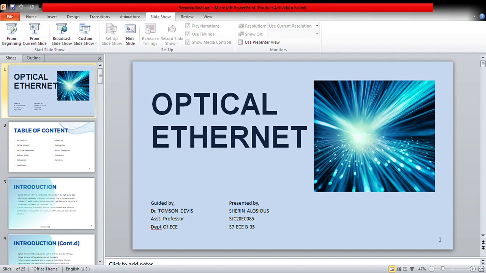And wavelength division multiplexing. This is the building block of Ethernet over DWDM. Wavelength division multiplexing technology enables multiple data streams to be transmitted simultaneously over different wavelengths of light on a single optical fiber. This significantly increases the capacity and efficiency of optical Ethernet networks.